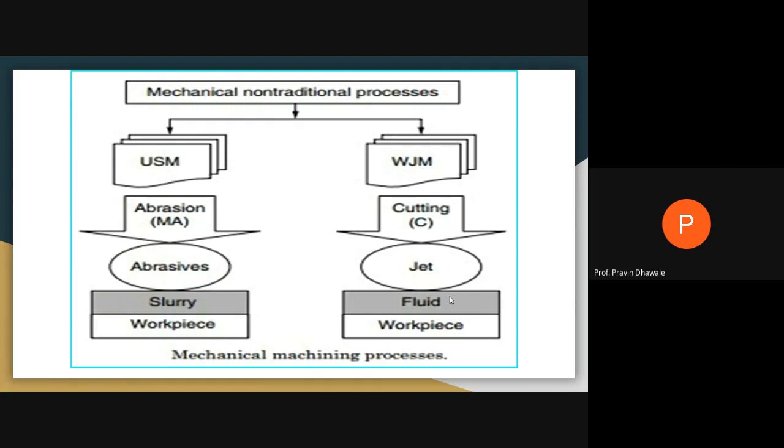So these are the two examples we have studied in case of mechanical energy based non-traditional machining processes. First one, ultrasonic machining, requires abrasive particles to remove the material from the workpiece by the action of erosion. Same in case of water jet machining, we require a high velocity water jet in order to remove the material from the workpiece.